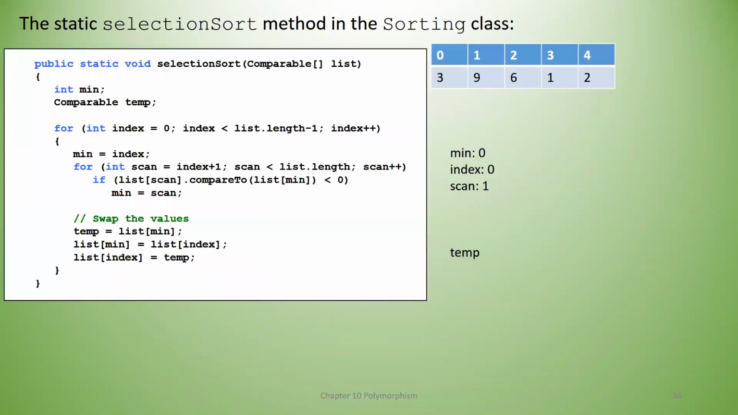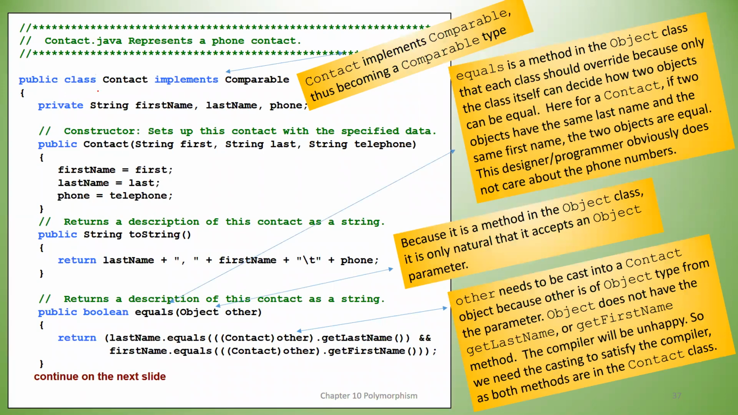Okay, so let's look at Contact. Contact implements Comparable, so now we can actually sort Contact, right? Because it implements Comparable. And the constructor and toString, those you understand. Equals, this method is from Object, you remember. So you compare equals, and for this project, you do not care whether they have the same phone number. As long as last name and first name are equal, then they're equal. That's how you define equal.